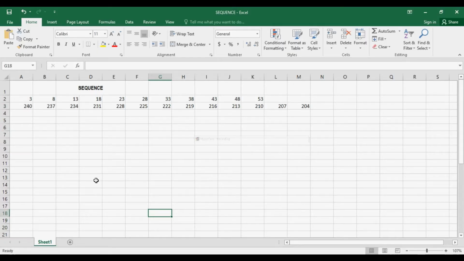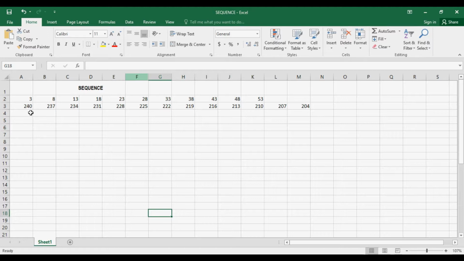You can look here. I have two number sequences. The first number sequence, in the first row, I have the numbers 3, 8, 13, 18, 23, and so on. And the second sequence, in the first row, I have 240, 237, 234, 231, and so on.